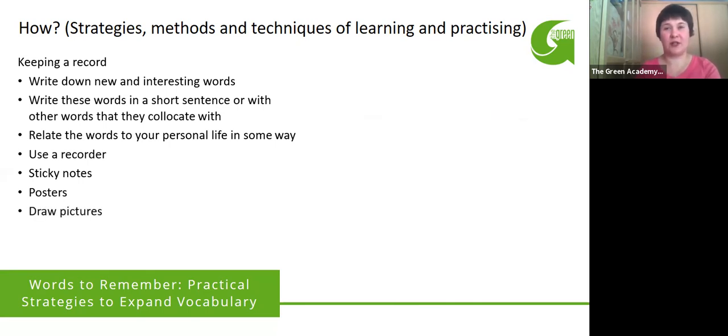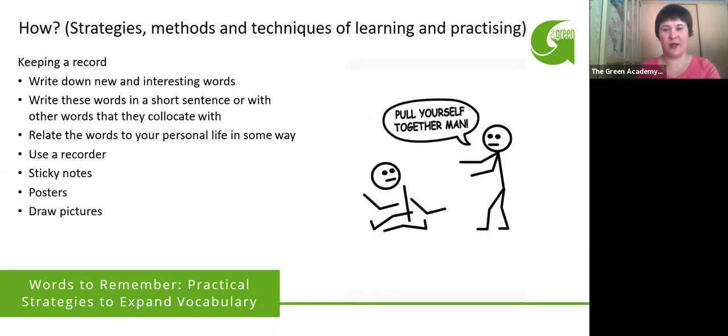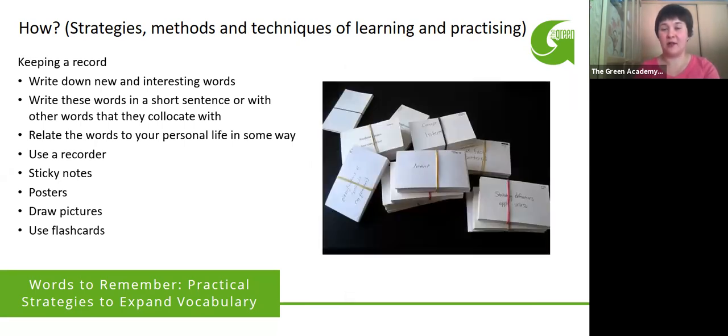You can draw pictures, and don't say that you can't draw. Everyone can draw pictures like this. Use stick figures to draw. If you like pictures, draw them. You can use flashcards. Flashcards like this, paper-based, or there are some applications like Quizlet and other applications.